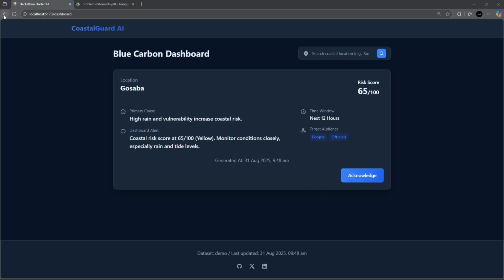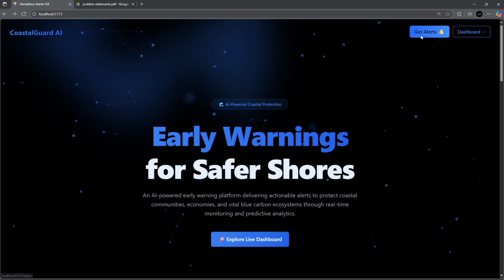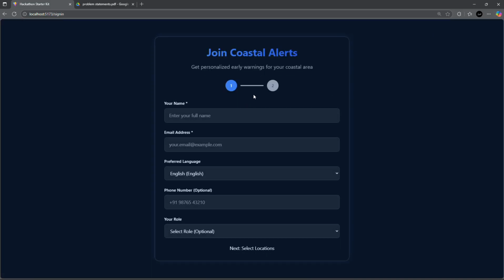Now let's look at our alert system. Here is a get alert button. When you press it, it opens a login page where you sign in and become a user. And whenever our model figures out that you are present at a location and that location is in danger, you will be notified at least 12 hours before so you can be safe and unharmed.